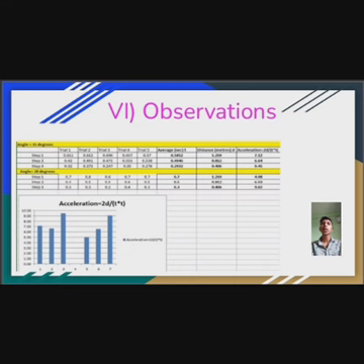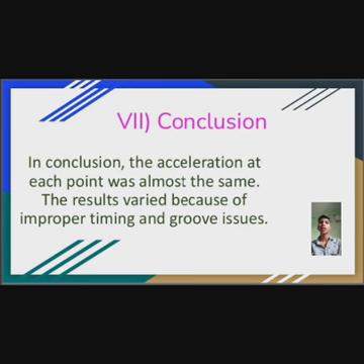So go to the next slide, observation. This is the observation table. So go to the next slide, conclusion. In conclusion, the acceleration at each point was almost the same. The results varied because of improper timing and a rolling issue.